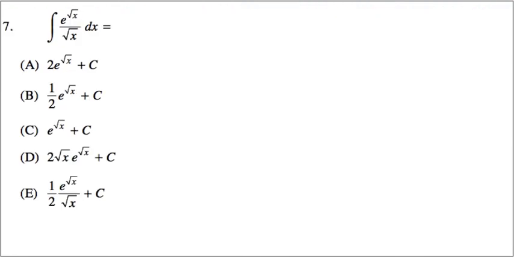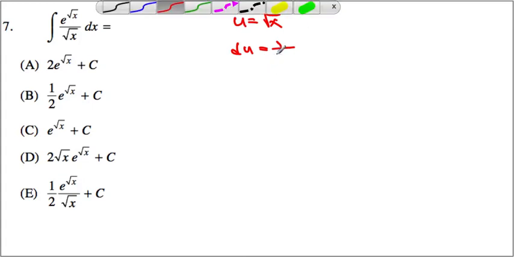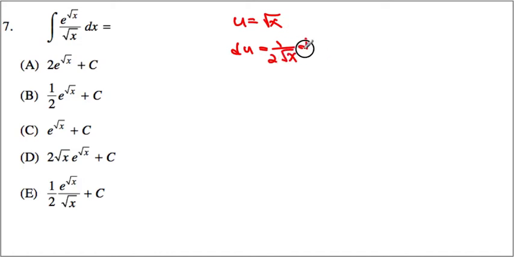Alright, let's look at number 7. How do you integrate this one? In fact, we realized that if you set u as the square root of x, things will come out, because du is equal to 1 over x. Oops, not 1 over x, 1 over 2 times the square root of x, dx.